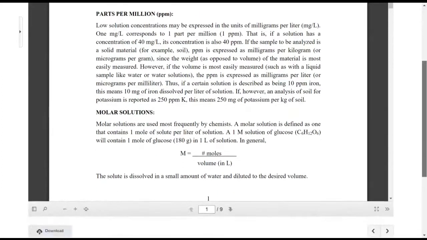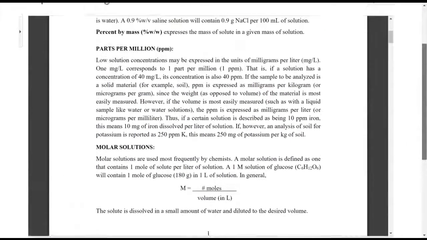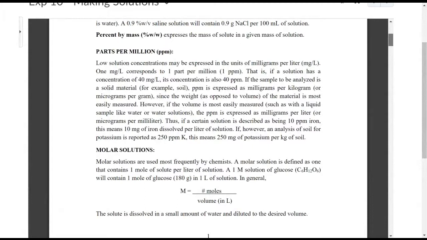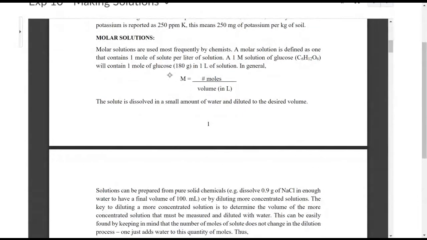The other definition is going to be molar solution. Molar solution means the number of moles per liter of solution. So molarity is the unit for molar solution. And then we do have molality with an L, which we are not using in this lab. Molarity is a unit for concentration again. It shows the number of moles of the solute per volume of solution.